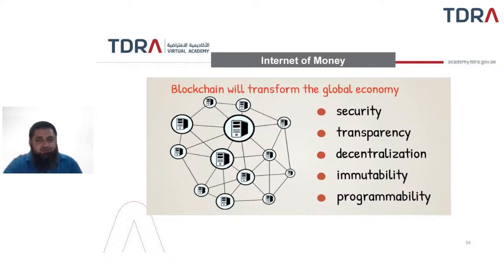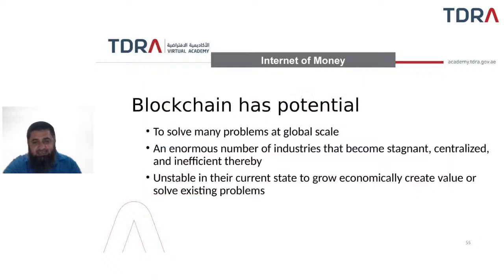So blockchain will transform the global economy. It has done it. People are investing less in the stock market and forex trading. They are investing more in cryptocurrencies. More people are sitting on CoinMarketCap, seeing which coin is going up, how its assets are increasing, and they are getting benefit from it. So blockchain has the potential to solve many problems at a global scale.